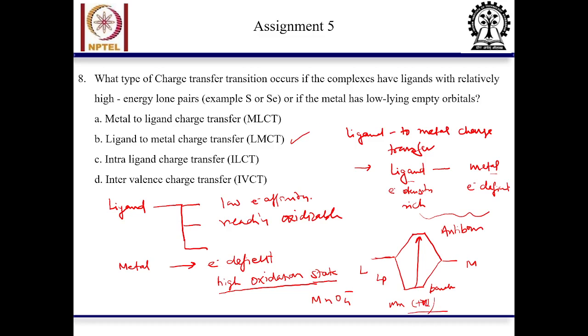Suppose I ask you about a ligand, and you choose cadmium sulfide. Here sulfur is electron rich. It has a high energy lone pair, and it is readily oxidizable with low electron affinity. So here also it is ligand to metal charge transfer. So you have to see the condition. If you are in a competitive exam and asked what type of transition it is, you have to see the condition.